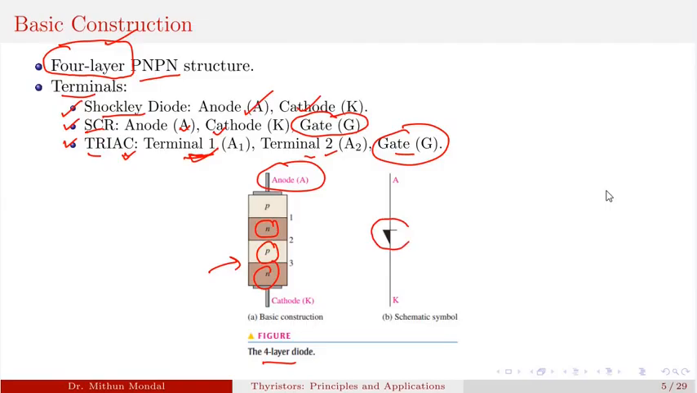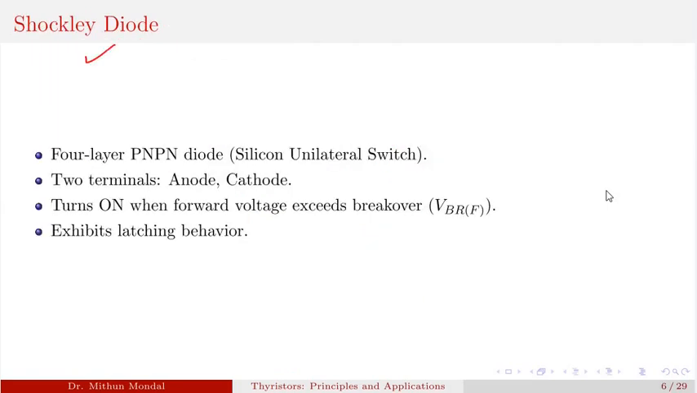So this is the schematic symbol of the Shockley diode, which is having 2 terminals, anode and cathode. There is no gate. Previously we saw that diagram, which is a 4-layer PNPN diode. The other name is silicon unilateral switch. It is having 2 terminals, anode and cathode, and it would turn on when the forward voltage exceeds the breakover voltage. So when you apply the forward voltage to the thyristor in the form of a Shockley diode, and it exceeds the breakover voltage, then only the thyristor will be turned on.